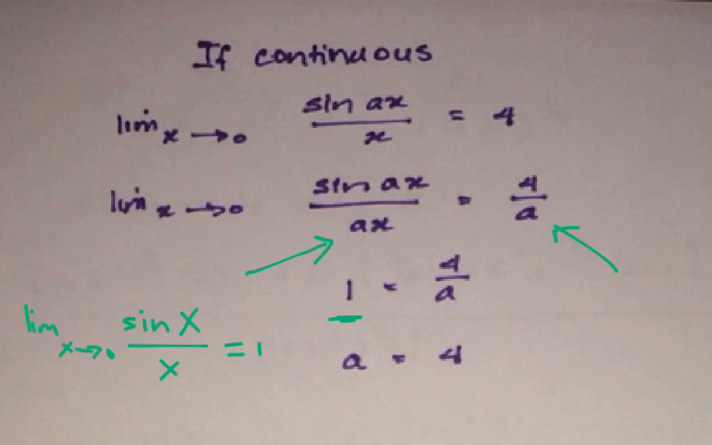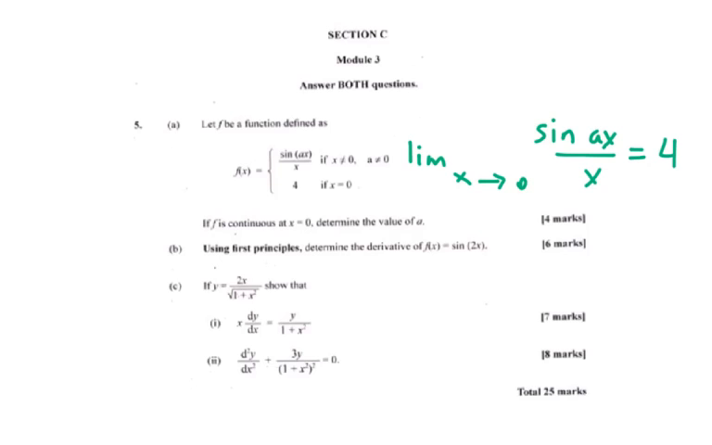And now I end up with 1 on my left-hand side is equal to 4 divided by a, and make a the subject, so therefore a is equal to 4, which our question was asking us to find. Part B, using first principles, we're going to determine the derivative of f of x, which is equal to sine of 2x.